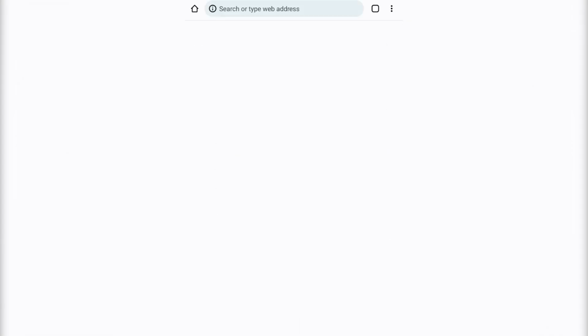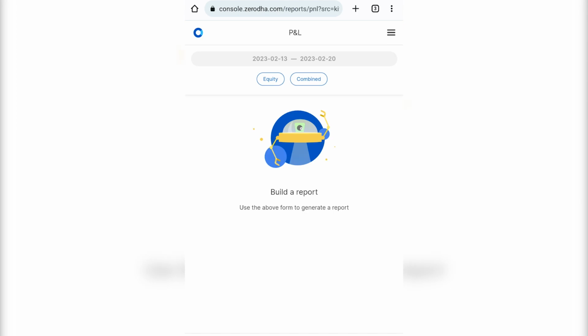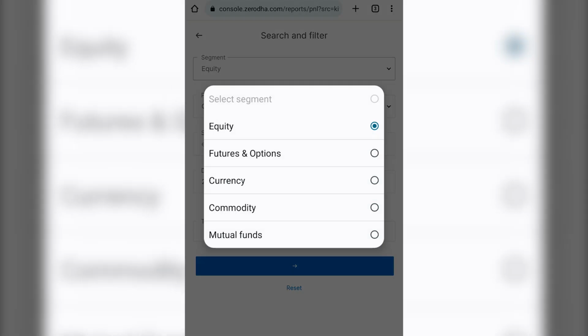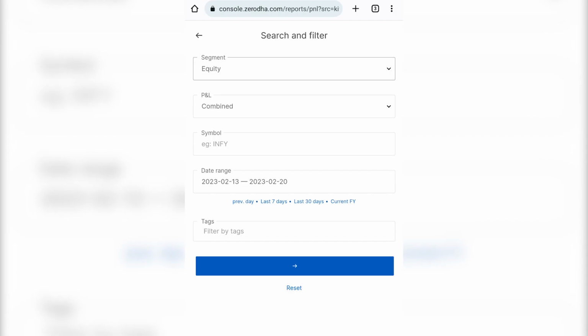So I've clicked on P&L. It opens a web view with the console. So here within Zerodha, you can either do only equity or combined for other asset classes like mutual funds. Over here, we can click on this box which has the date to see the settings. We are currently looking at equity. I could also look at futures, commodities, and mutual funds.